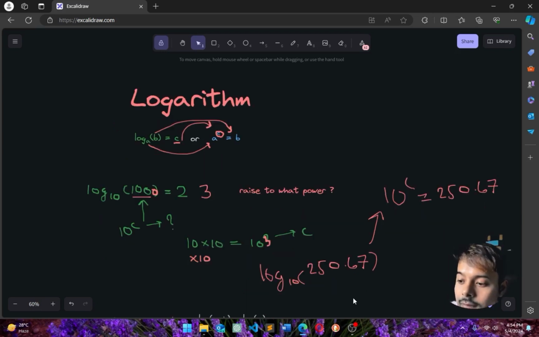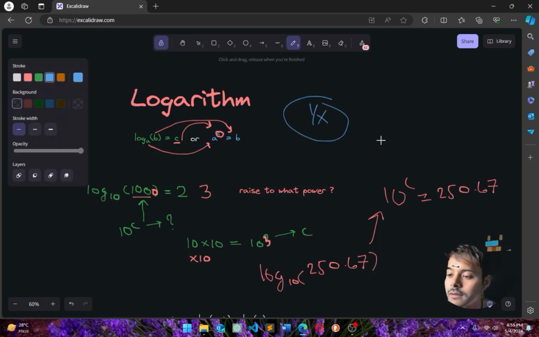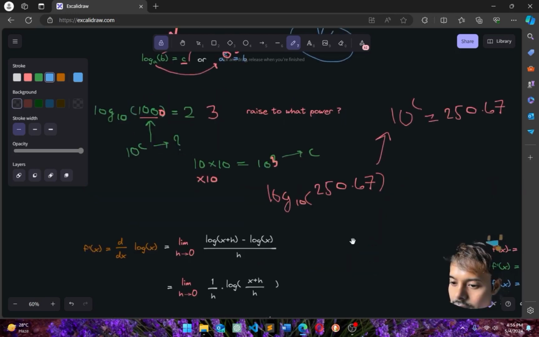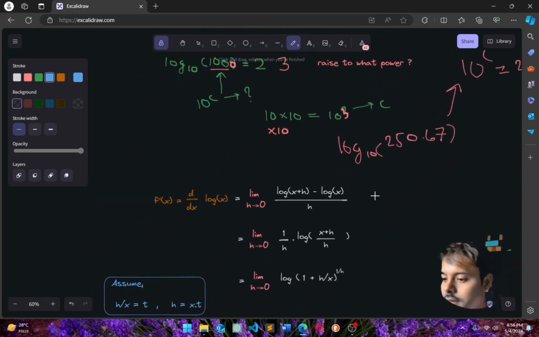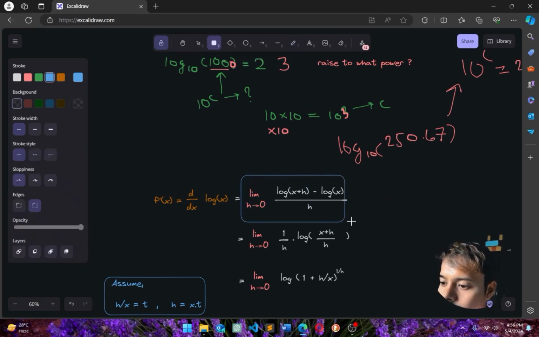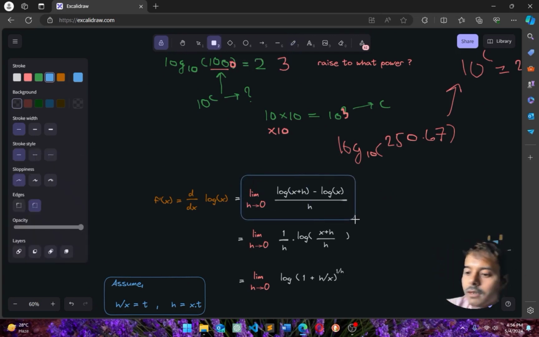Before discussing how we calculate the log function by the Taylor expansion, we need to know the derivative of log. There are various ways to get the derivative of log. One of them is using the first principle of derivative. So here it is, this is the formula of the derivative by first principle.